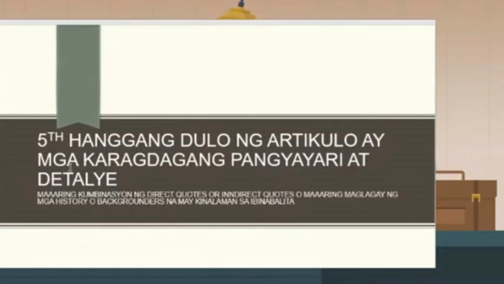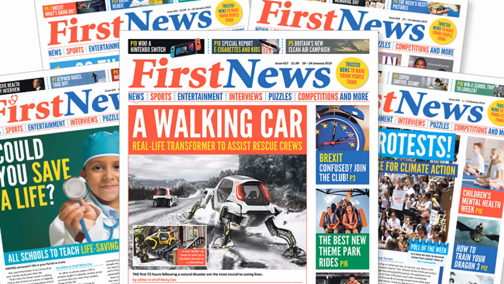Fifth paragraph until your last paragraph. Fifth hanggang dulo ng artikulo ay mga karagdagang pangyayari at detalye. Maaring kombinasyon ito ng direct quotes o indirect quotes o maaring maglagay ng mga history o backgrounds. History o backgrounds, that's the whence. O mga anong mangyayari bukas o mga plano pa about the future. So, hence, na may kinalaman sa ibinabalita. Yan. So that's it about news writing.